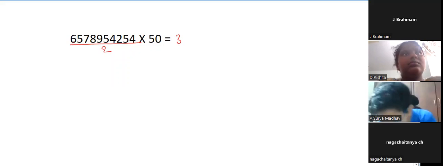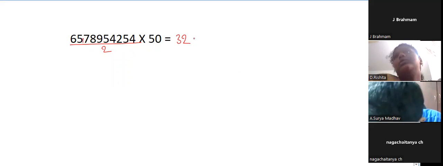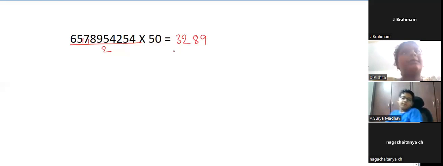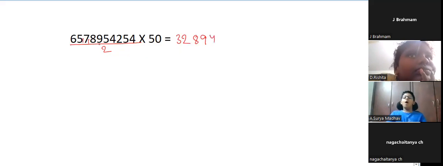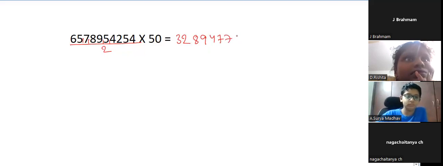6. 2 goes in 6 three times. In 5 it goes 2 times with one remainder. The number becomes 17. How many times does 2 go in 17? 8 times with remainder 1. Then it becomes 18, and goes 9 times. Then 4 times with remainder 1, and the next number becomes 15. 7 times with remainder 1. Again 7 times with remainder 1, again 7 with remainder 0 and 2. 1 time.